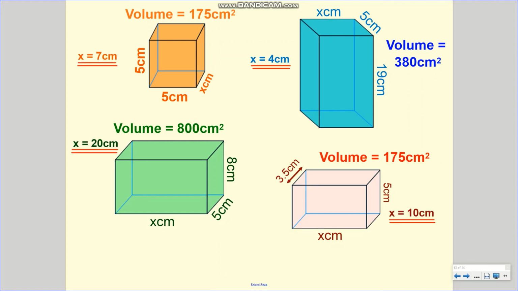Okay, so the answers to this exercise. For the first one, the orange cuboid, we have x is equal to 7 centimeters. For the turquoise cuboid, x is equal to 4 centimeters. For the green cuboid, x is equal to 20 centimeters. And for the pink cuboid, x is equal to 10 centimeters.